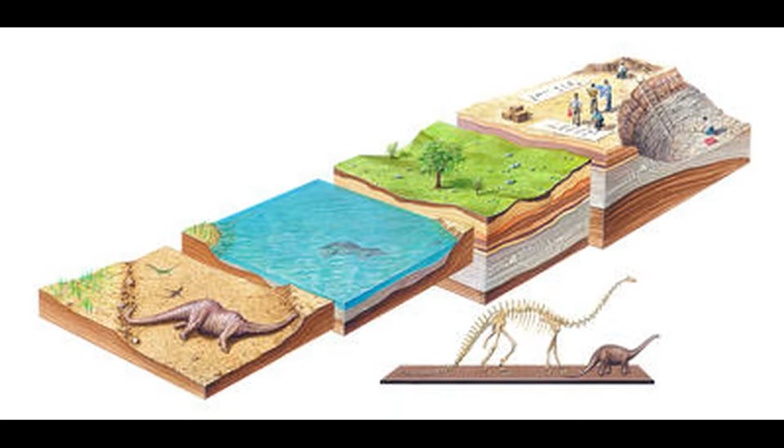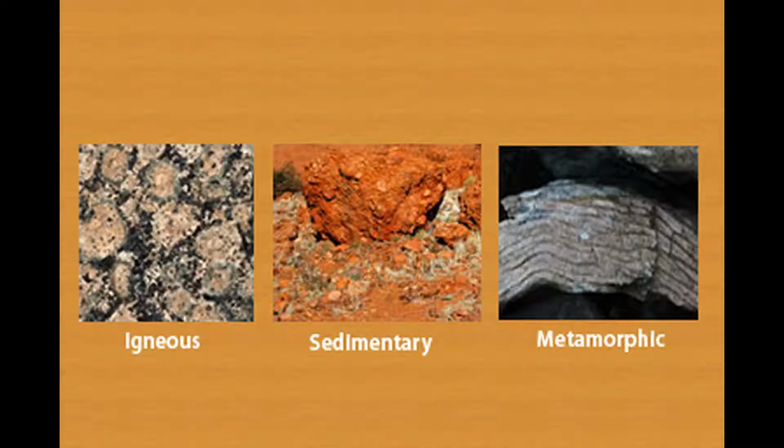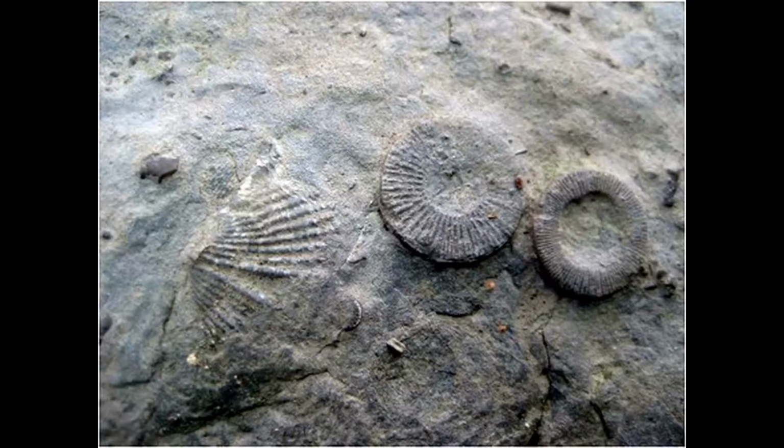I'm going to focus on how the majority of fossils are created. In rocks, there are three main kinds of rocks: sedimentary, igneous, and metamorphic. More than 99% of fossils are found in sedimentary rock. This is because it provides the most optimal conditions for fossils to be created.